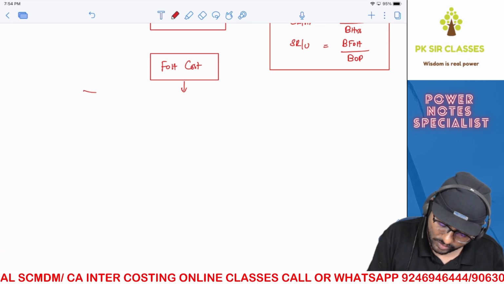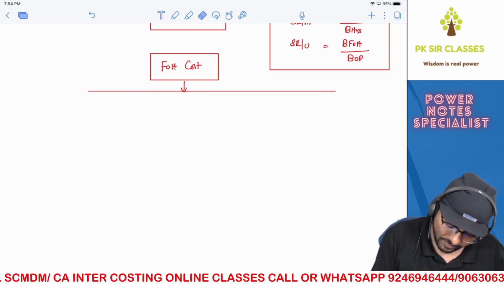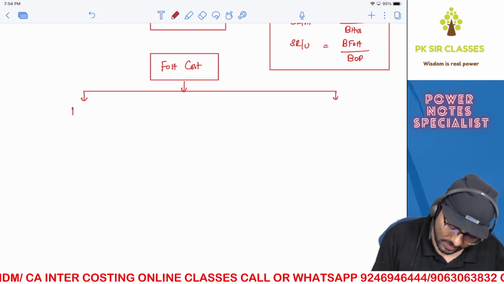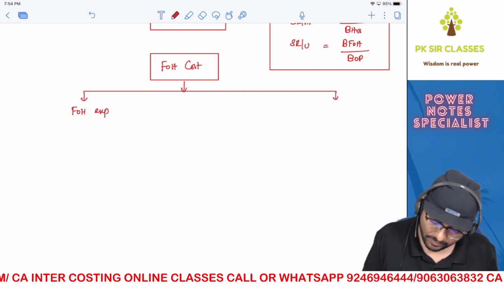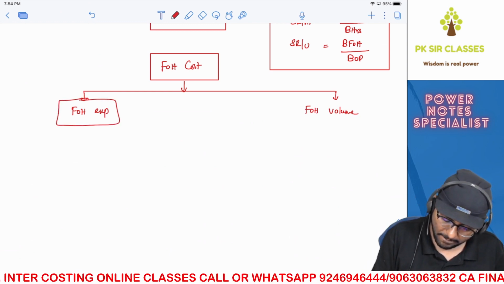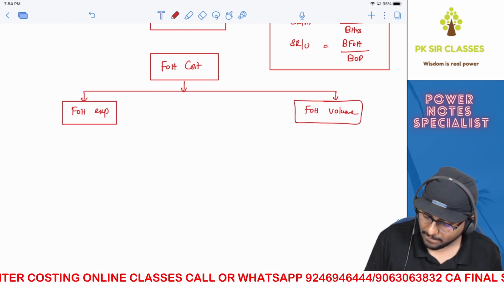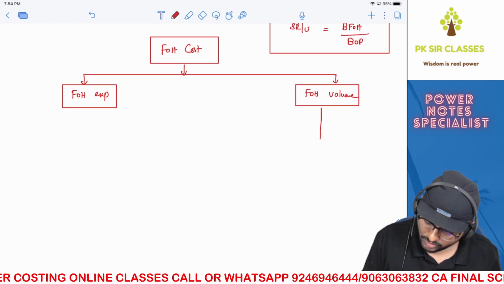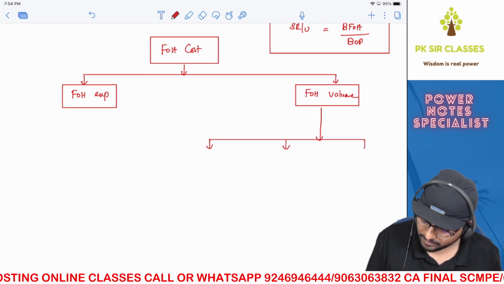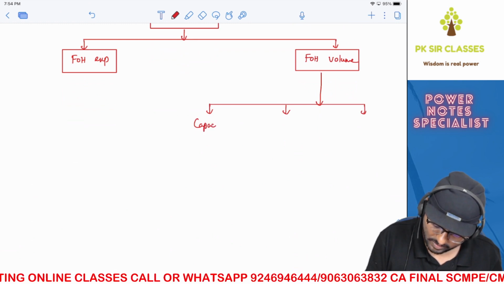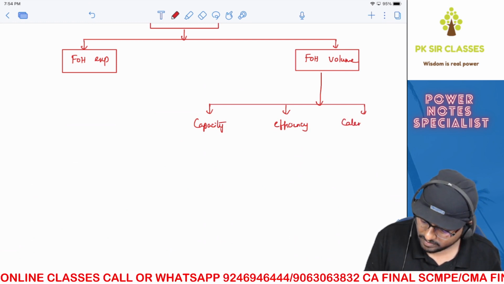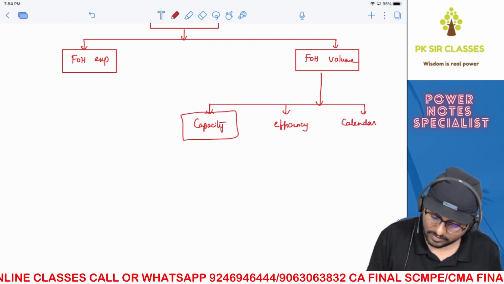First we are going to have fixed overhead cost variance. This fixed overhead cost variance is going to be divided into two: fixed overhead expenditure and fixed overhead volume. Now fixed overhead volume is again divided into three: capacity, efficiency, and calendar.